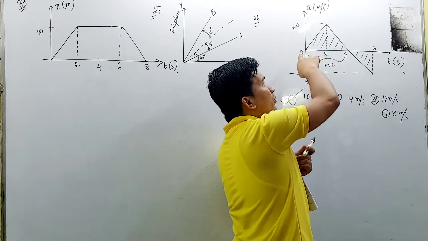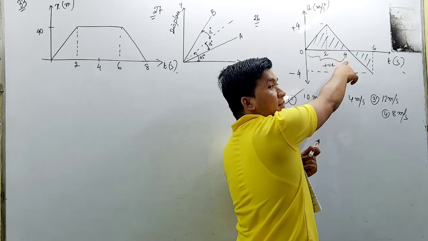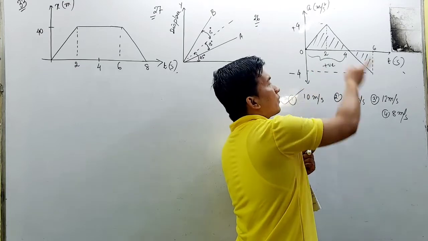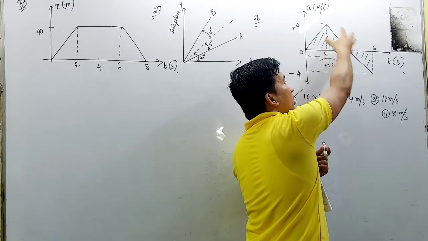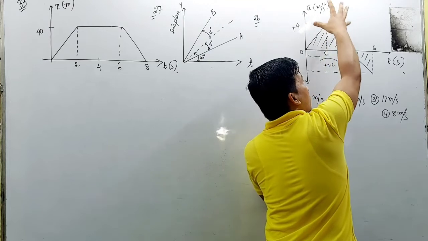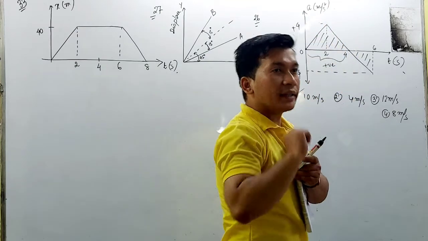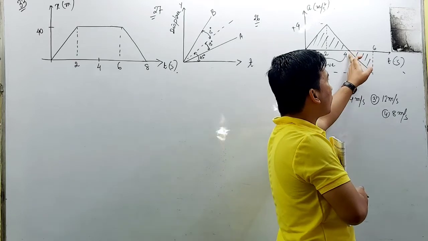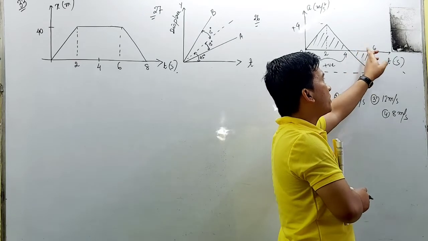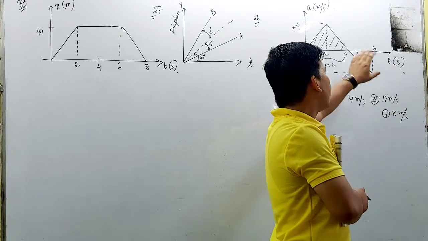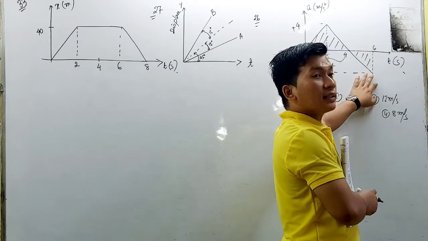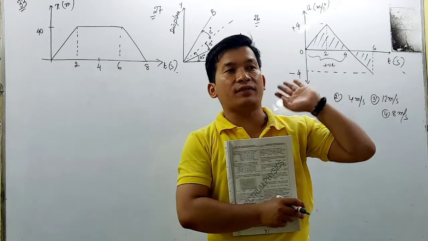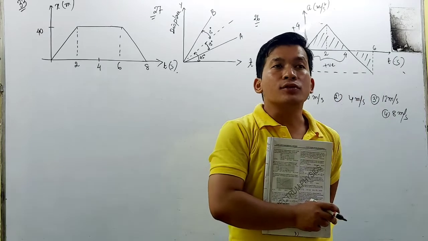The area of the acceleration time graph from 0 to 4 seconds is positive because this is in the positive quadrant. However, the area from 4 to 6 seconds must be taken as negative because this is in the negative axis. Acceleration can be positive, negative, or maybe equal to 0.